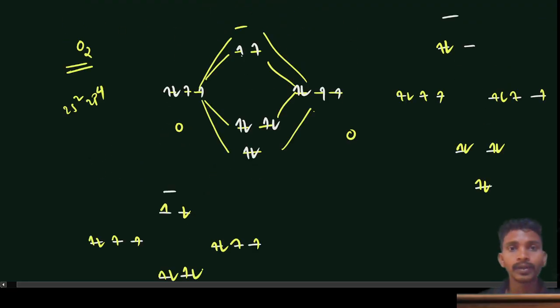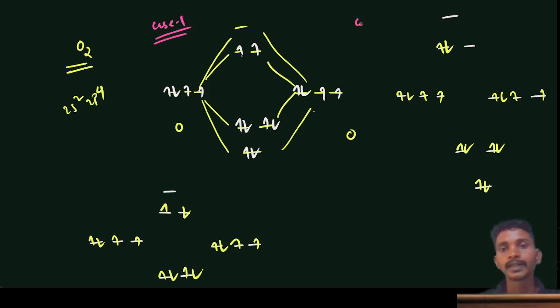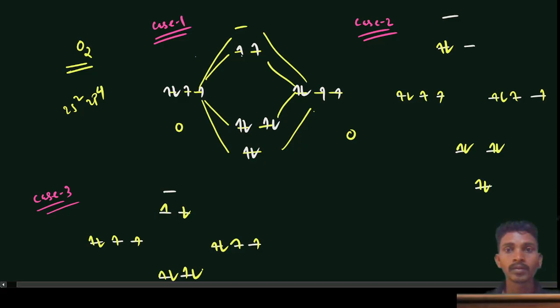Let's say this is case 1, let's say this is case 2, let's say this is case 3. So from here if you calculate the term symbols, then what is the term symbol for this case? Let me calculate by this. So what are the term symbols for this case?